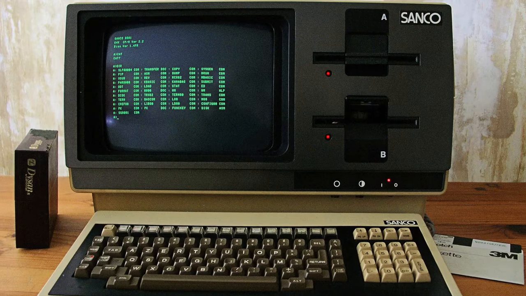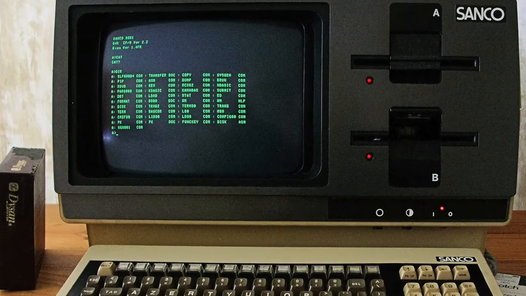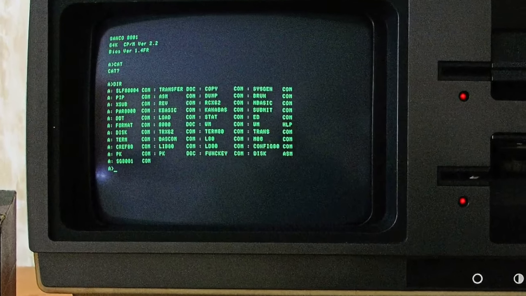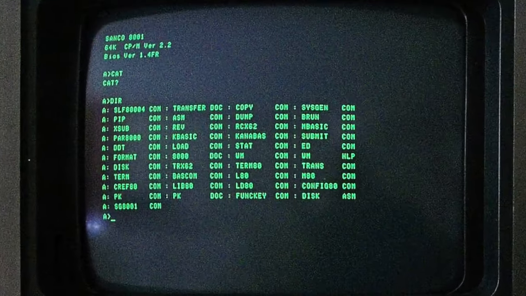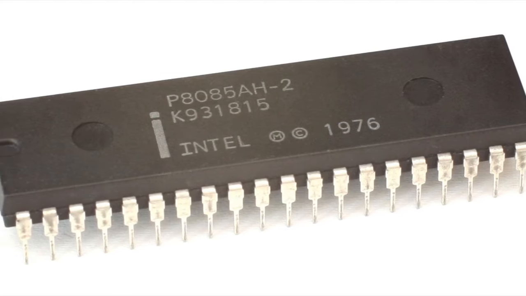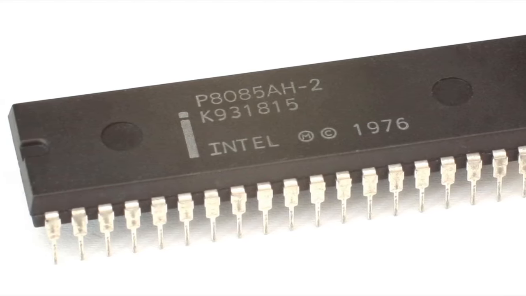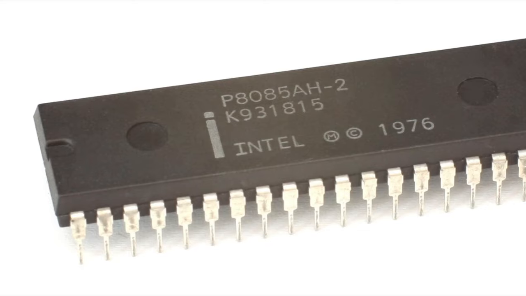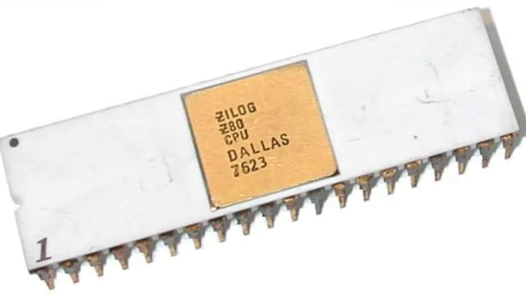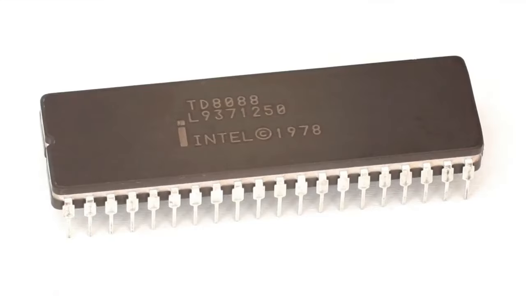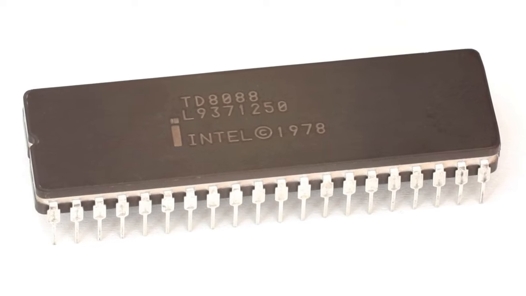CP/M was typically seen on Z80 processor-based machines at the time, and the 8085 was a better performing version of the 8080 processor from 1974. The 8080 was the genesis of the Z80 processor, and was indeed mostly compatible with the Z80, which allowed for much of the Z80 software to run on the 8088 without significant changes.